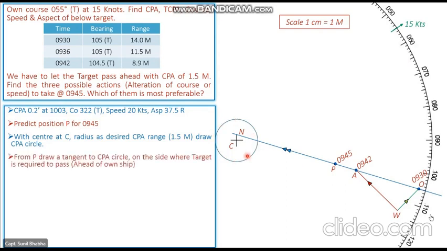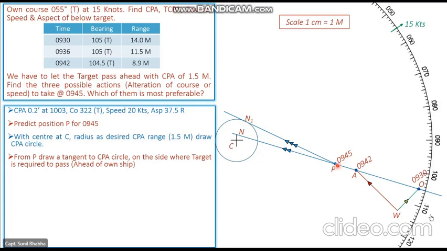Now what we do is, from point P, predicted position of the target at 0945, we draw a tangent to this CPA circle. So from point P, we draw a tangent to the CPA circle. This tangent touches the CPA circle at this particular point. Let's name this point as N1. So you can say November 1 or N1 should be our new CPA point.